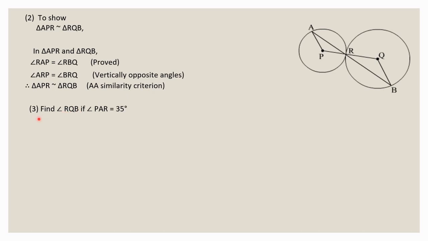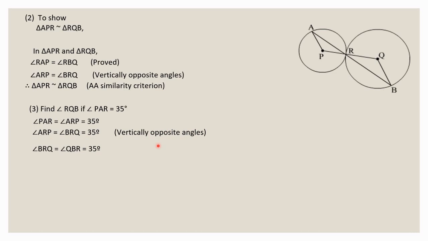The third part, we have to find angle RQB if angle PAR is 35 degrees. Angle PAR is equal to angle ARP and both of them are 35 degrees. Also, angle ARP is equal to angle PRQ and they are 35 degrees. Also, they are vertically opposite angles. Hence, angle BRQ is equal to angle QBR, which is also 35 degrees.